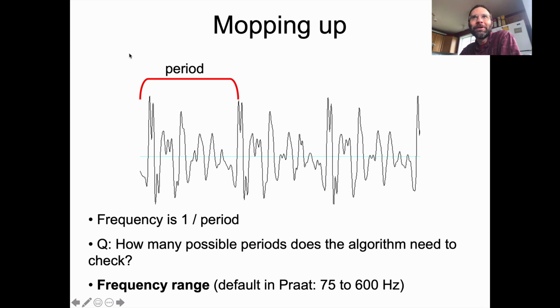Something like 0.001667 or something like that. But it's a small number, right? So that's what we're talking about when we're looking at these periods.